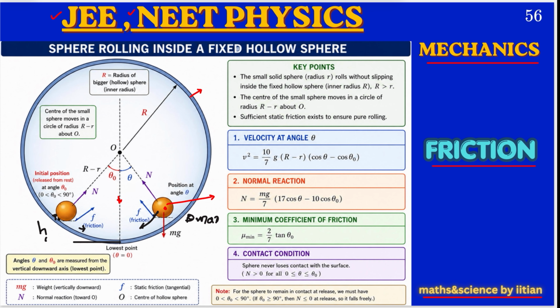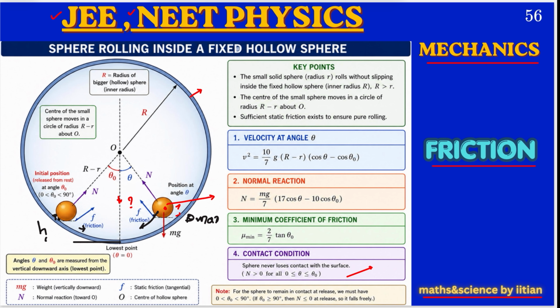Now, what we have to find out is, if the small solid sphere is released from rest at an angle theta naught, what happens to it? Does the small sphere lose contact with the surface of the bigger hollow sphere or not?